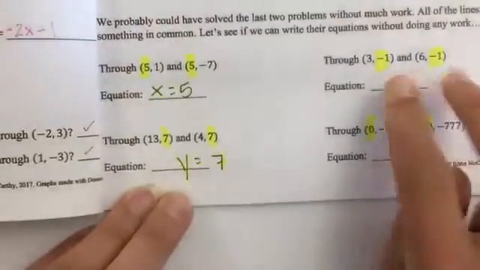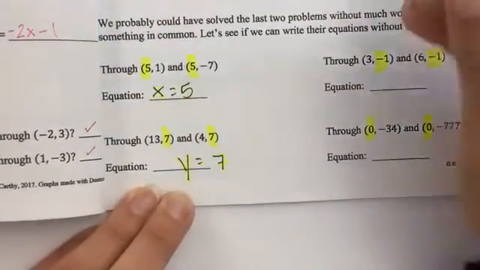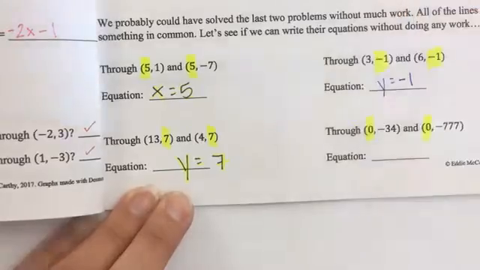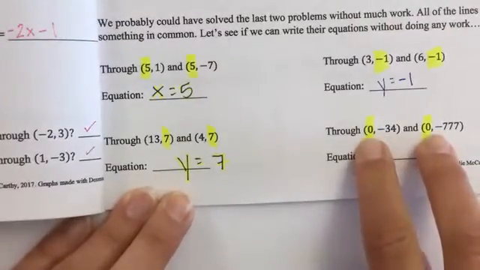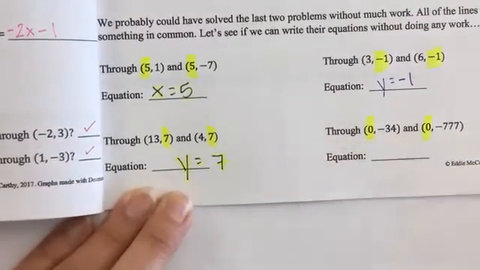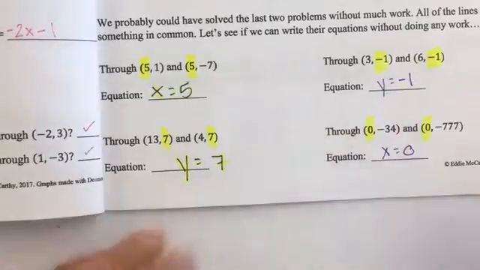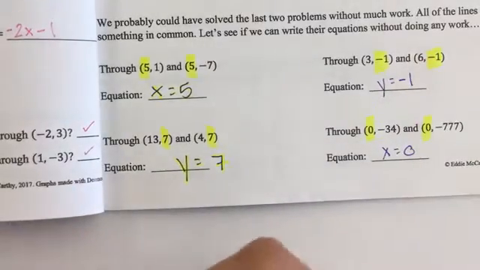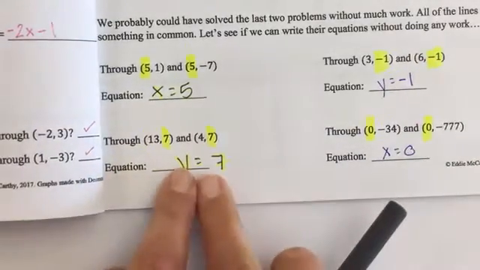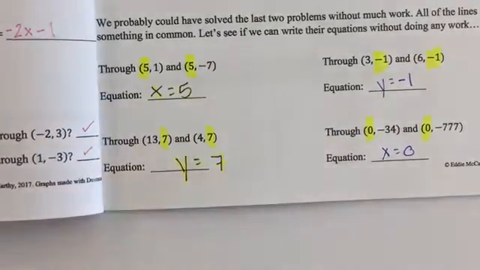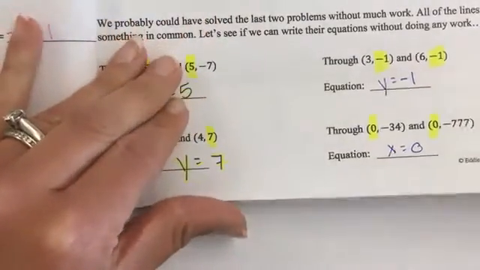So then this one has matching y's. So this is y equals negative 1. This one has matching zeros, which is our x value. So it's x equals 0. And then you just have to commit to memory that if it crosses the y-axis, it's a horizontal line, a flat line. If it crosses the x-axis, it's a vertical line. Okay.